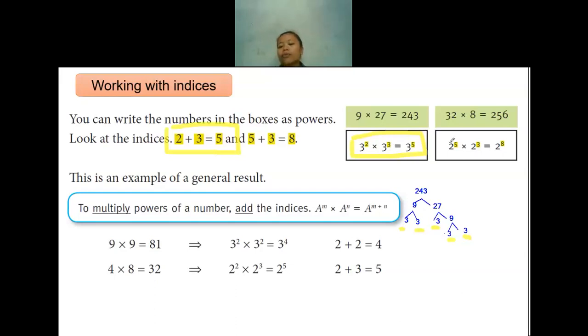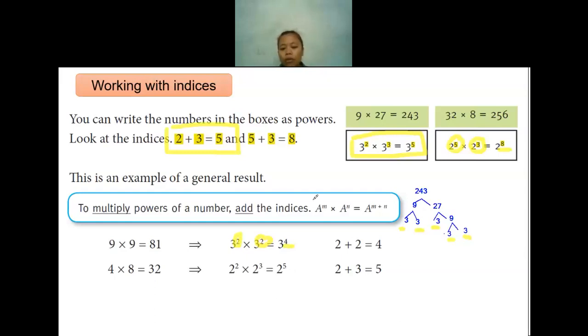For another example, I have 2 to the power of 5 times 2 to the power of 3. No need to expand the 2 to the power of 5 into 2 times 2 times 2 times 2 and so on. I can simply add the 5 and 3. 5 plus 3 equals 8. For another example, this is 3 to the power of 2 times 3 to the power of 2. The answer will be 3 to the power of 4 because 2 plus 2 equals 4. This is 2 to the power of 2 times 2 to the power of 3, which equals 2 to the power of 5 because 2 plus 3 is 5.